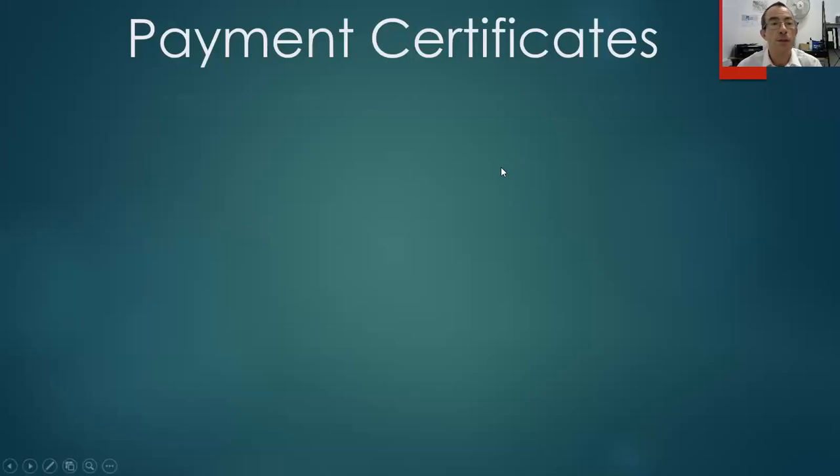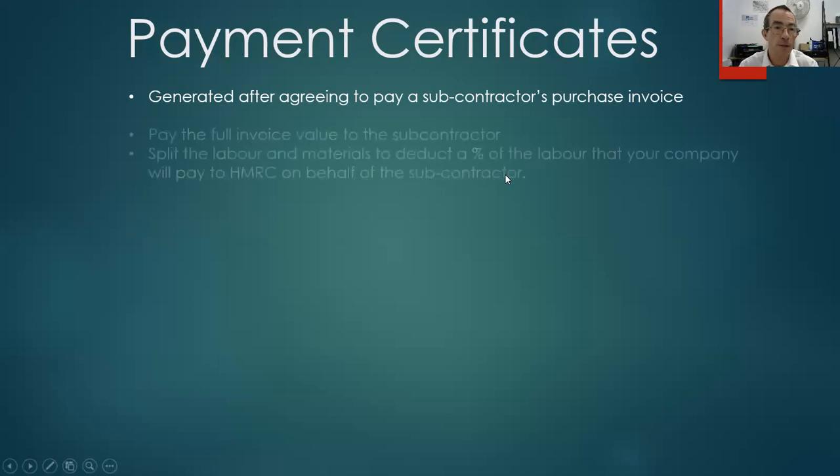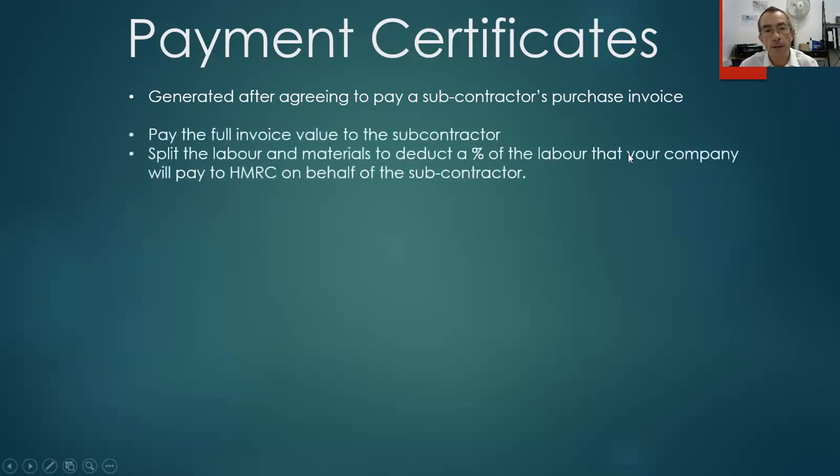Payment certificates. Payment certificates are generated after agreeing to pay a subcontractor's purchase invoice. Now, there's two types of payment certificate. One where you pay the full invoice value to the subcontractor, and the other where you have to split out the labour and materials to be able to deduct a percentage of the labour that your company will pay to HMRC on behalf of the subcontractor.